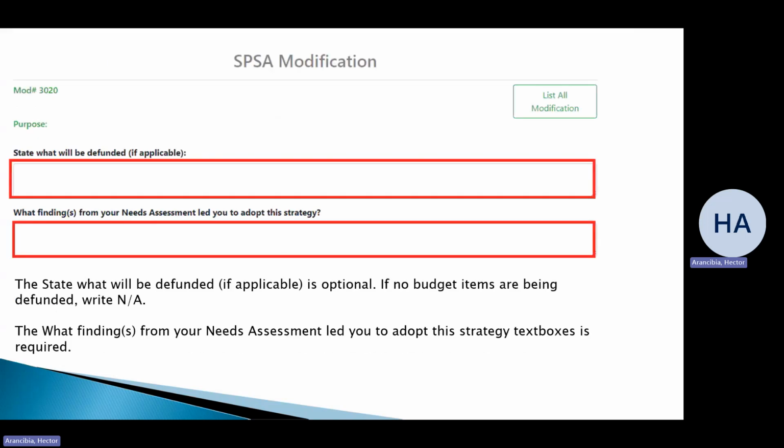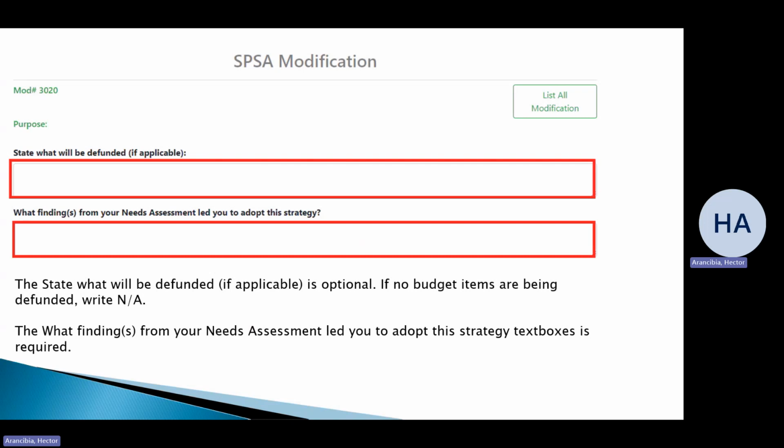Now, the next step is to state what will be defunded if applicable. If nothing is being defunded, write NA. And then in the box beneath that, indicate what findings from your needs assessment led you to adopt this strategy.